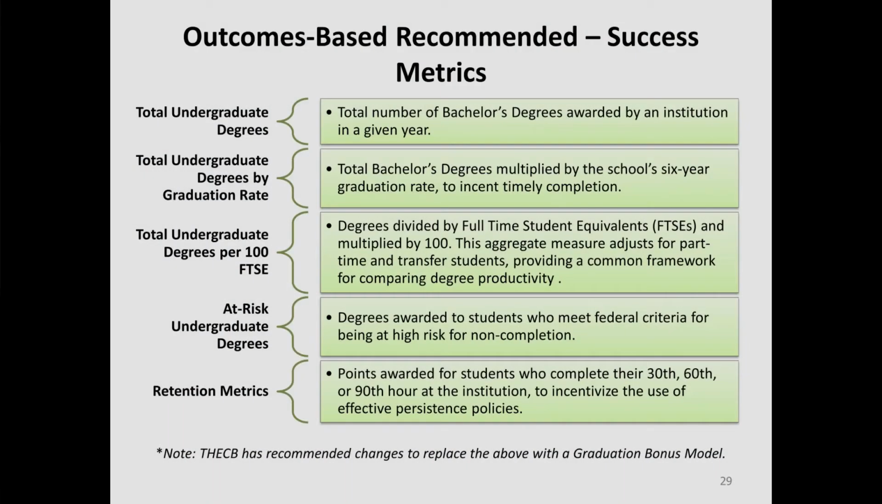The next iteration was really based on success metrics. Each institution had a choice on prioritizing basically the mission of their institution. Different institutions have different missions, so it was a way to allocate the outcomes-based funding based on the priorities of each institution. And so every institution prioritized these different categories.